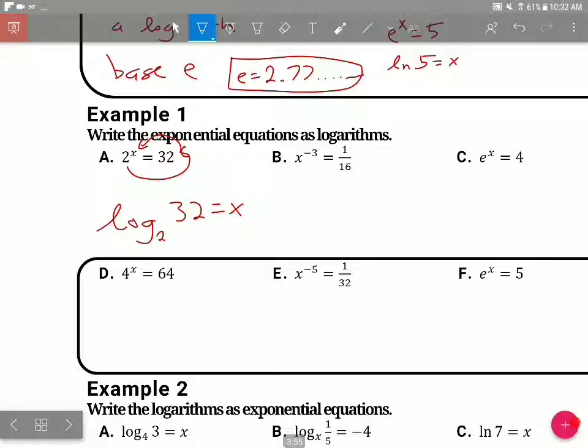All right, same thing for letter B. I'll change colors. Here we go. What do you think your base is for letter B? The x. Good. Start with the x. Go across the equal sign and then come back to the exponent. So it's log base x, I'm sorry, of 1/16 equals negative 3. Okay? Log base x of 1/16 is negative 3. We went across and then came back.